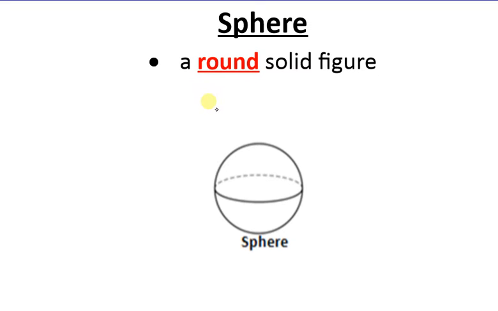Alright. A sphere is a round, solid figure. A sphere is completely round. It's like a globe.